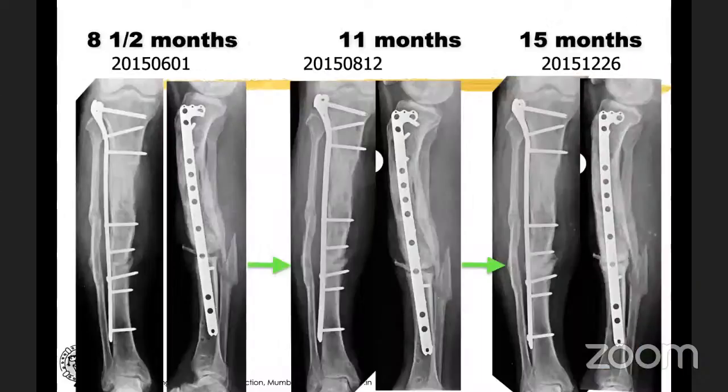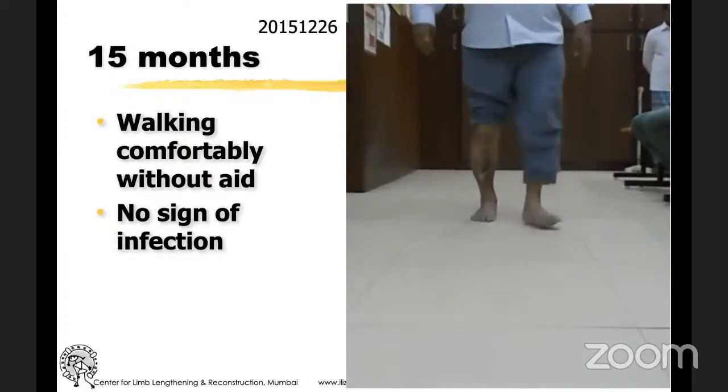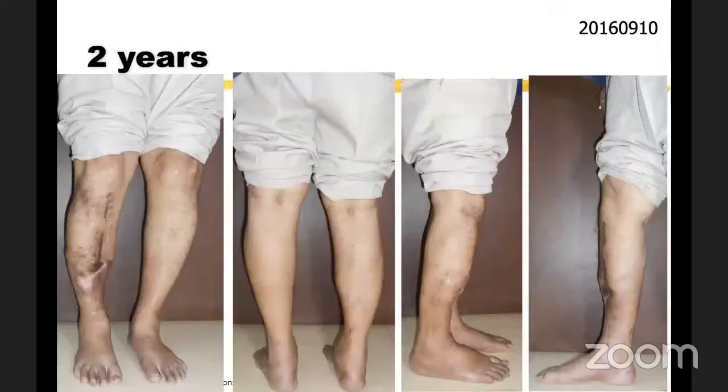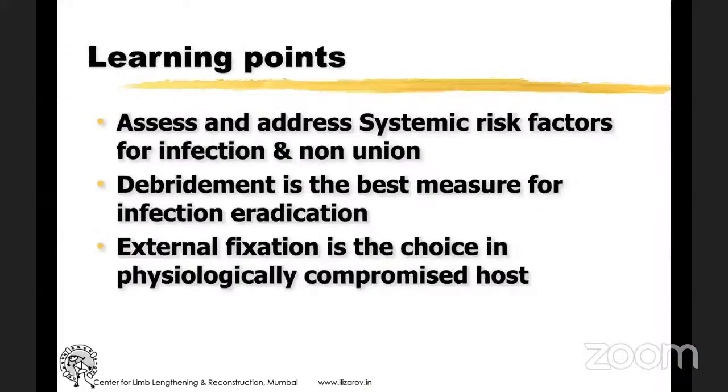After 8 months, these serial X-rays show there is a progressive union at the non-union site with well-ossified regenerate. At 15 months, the patient is walking comfortably without any aid, and there were no signs of infection. So these are the clinical pictures at 2 years. At 2 years, radiologically there is a completely united fracture site and well-ossified regenerate with minimal limb length discrepancy. And there were no infection signs.